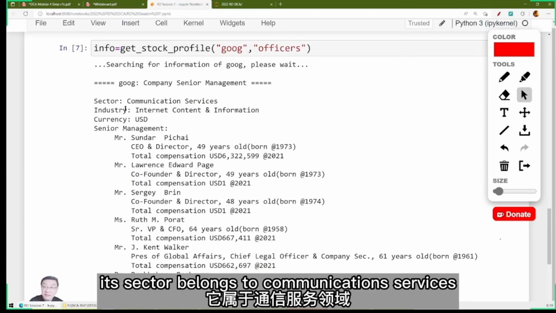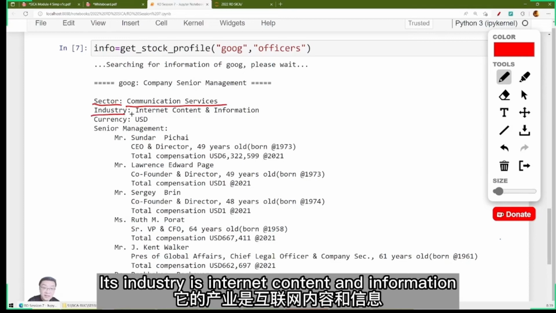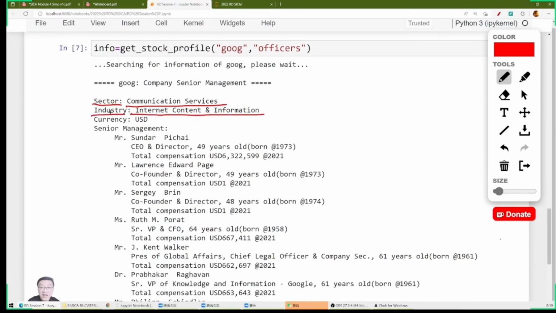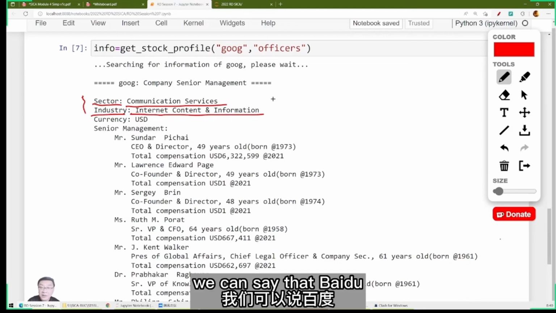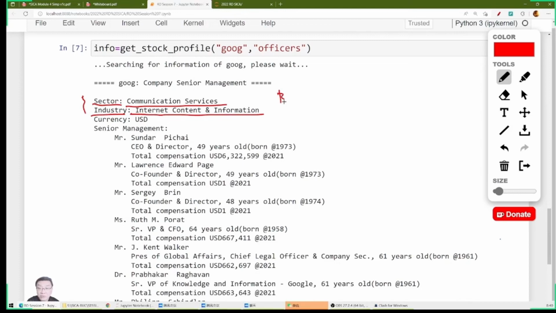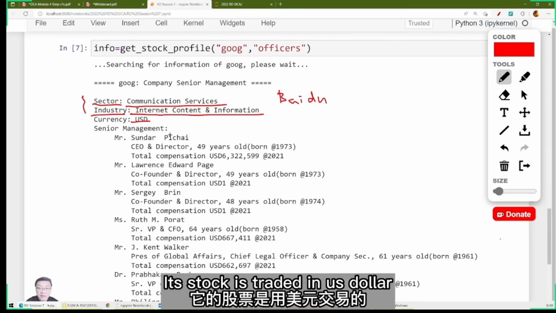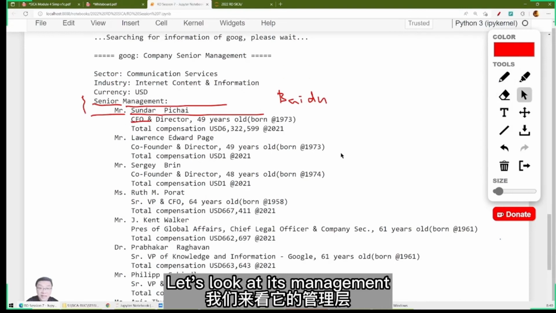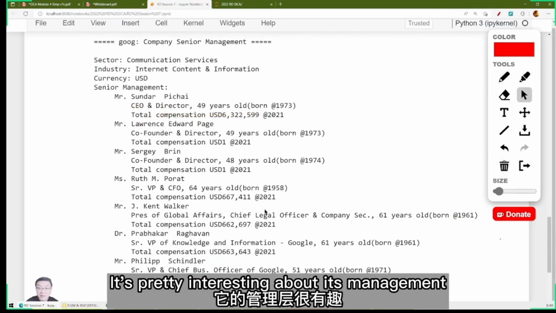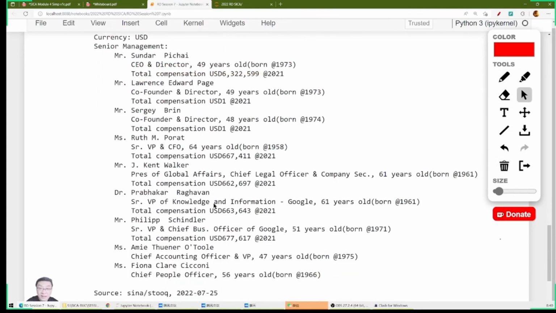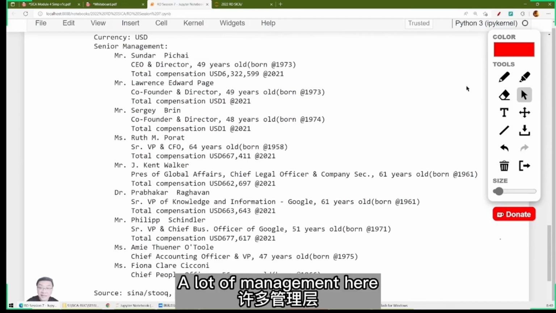For Google, its sector belongs to communication services. Its industry is internet, content, and information. So for this way, we can say that Baidu should be the same type, right? Its stock is traded in US dollar. Its management, let's look at its management. It's pretty interesting about its management. Oh, a lot of management here.